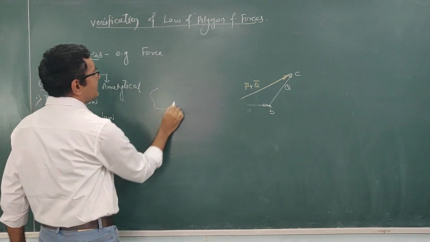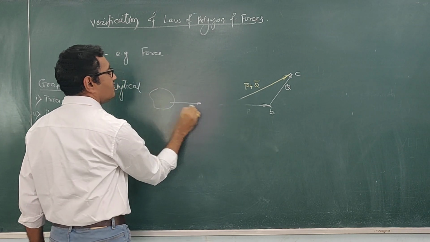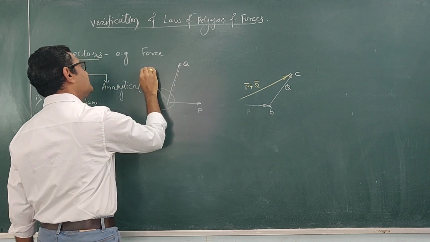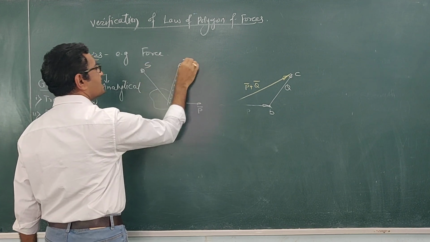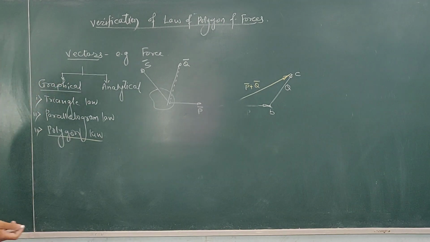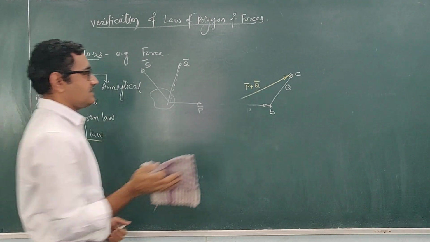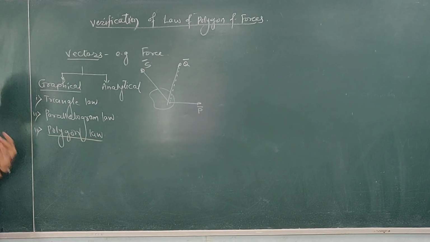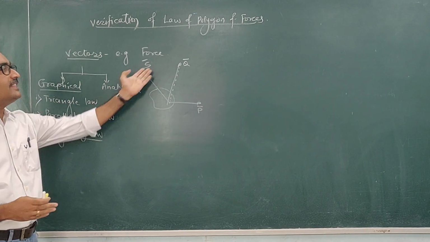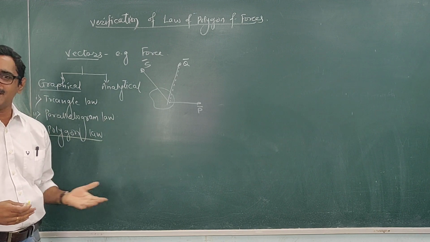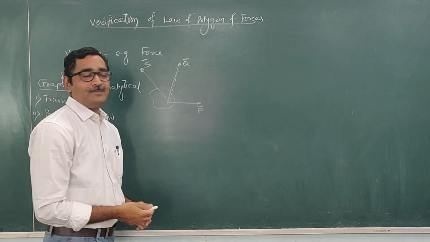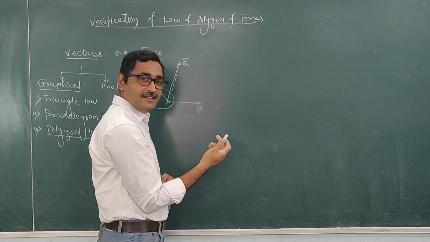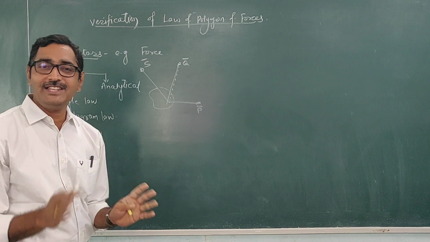In polygon law, suppose there are a number of vectors. Suppose this is P, this is Q, and this is S. These are the three vectors. Here we know their magnitude as well as direction, and we have to add these three vectors graphically. So for that we have to use the polygon law. Now what does polygon law state? Polygon law states that when a number of vectors are there, to add them you have to represent these forces graphically as the sides of a polygon taken in order.